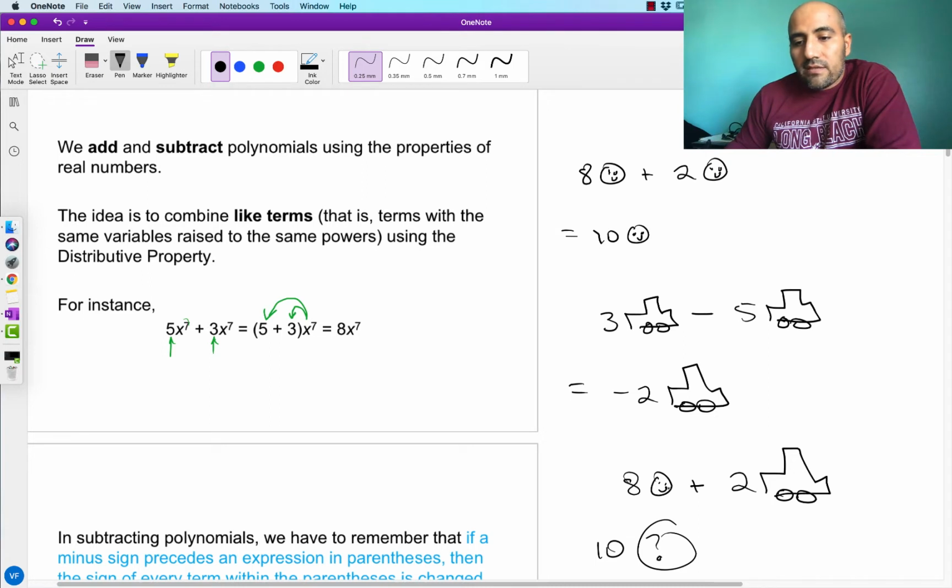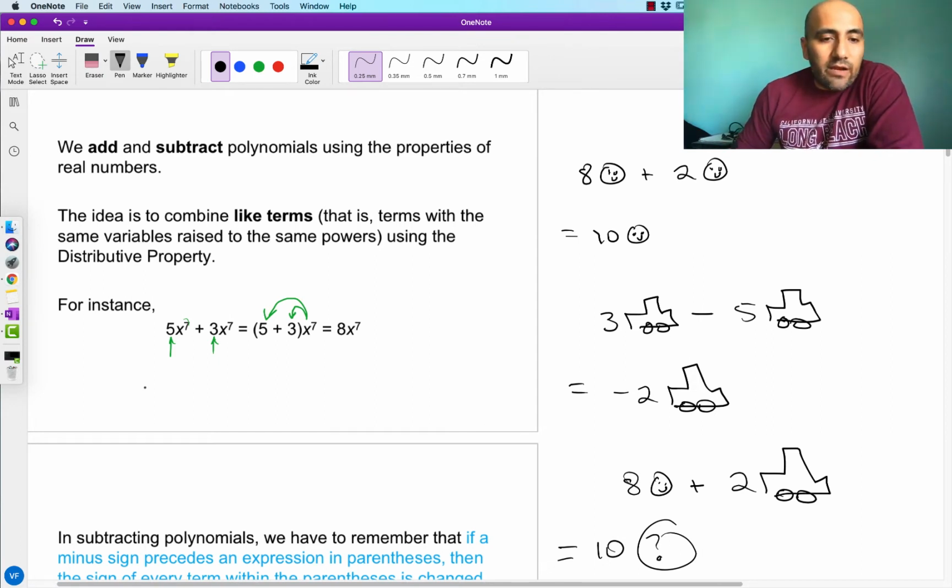If these two things are identical, it makes sense that you can add or subtract their constants in front and then keep the same item, whatever it is. But if they're not identical, then it doesn't make any sense to try and combine them in any sort of way. You can't have 10 of anything. There's 8 happy faces, 2 trucks. You don't have 10 happy trucks or something. That doesn't make any sense.